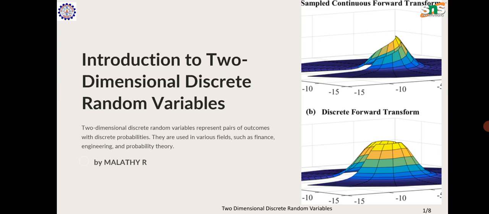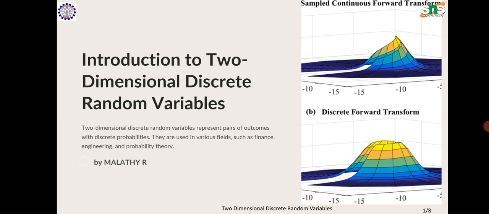Topic is Introduction to Two-Dimensional Random Variable, in particular Discrete Random Variable. First of all, we should know what is a discrete variable. Whatever we can count comes under discrete random variable. We have two types in this: one is countable, another one is countably infinite.